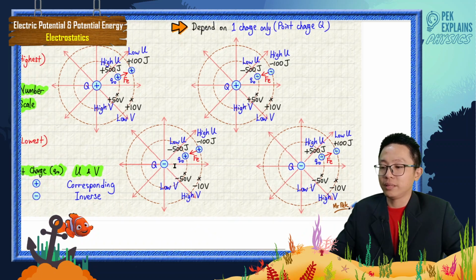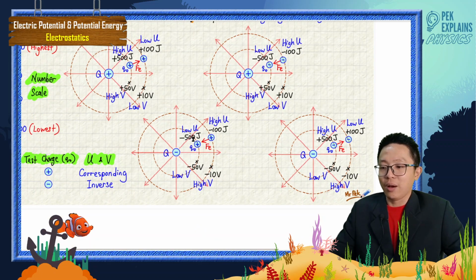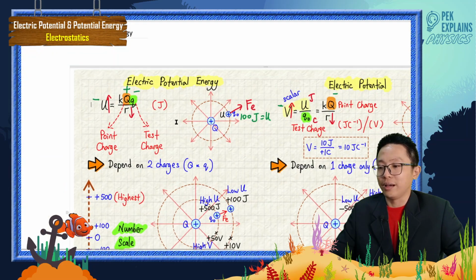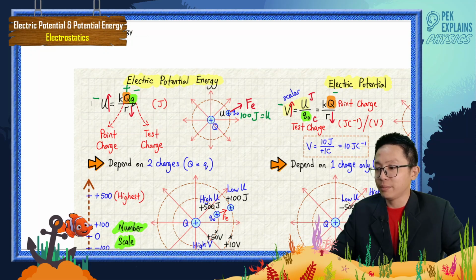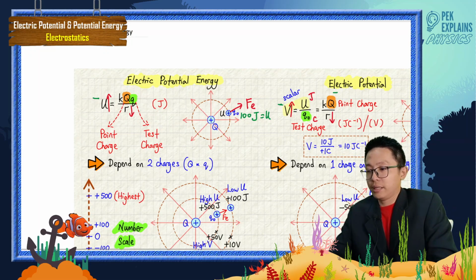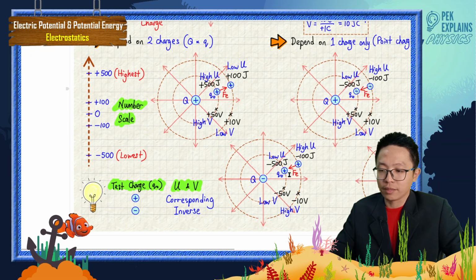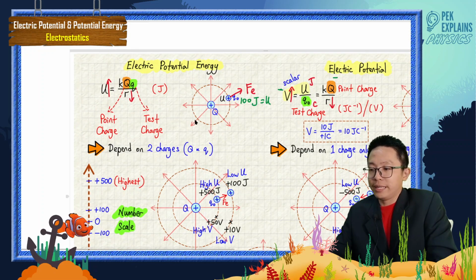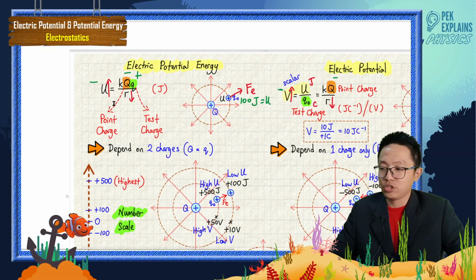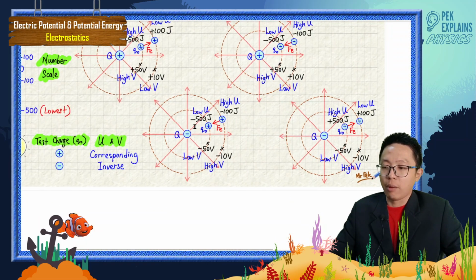Okay. Now how about this one? Now we have a negative point charge and a positive test charge. Why is the potential energy negative? Because one is negative, one is positive. So again, let us rub this off. Now, which one is negative? The point charge is negative, the test charge is positive. So we end up with a negative potential energy. That's why our potential energy is negative. Do you see that?